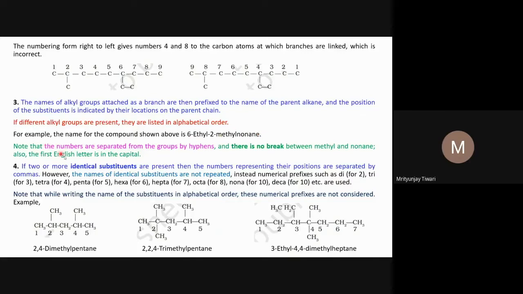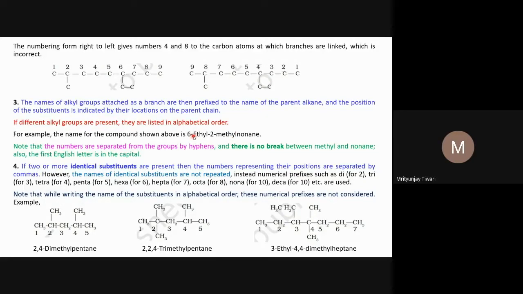So note here that the numbers are separated from the groups by hyphens, and there is no break between methyl and nonane. In fact, there is no break anywhere. And also the first English letter is capital. So these are the things we should also take care of while writing IUPAC nomenclature.